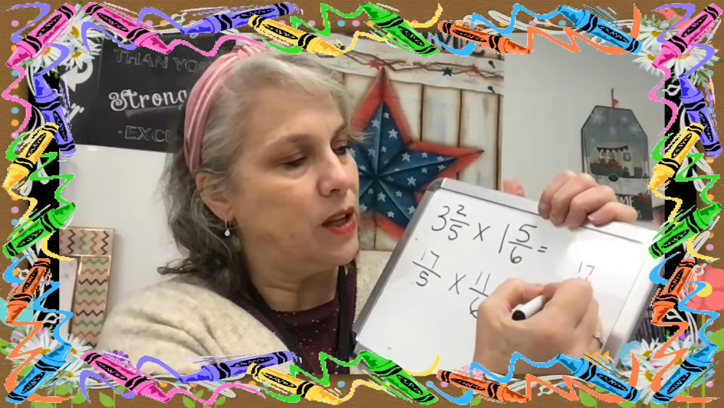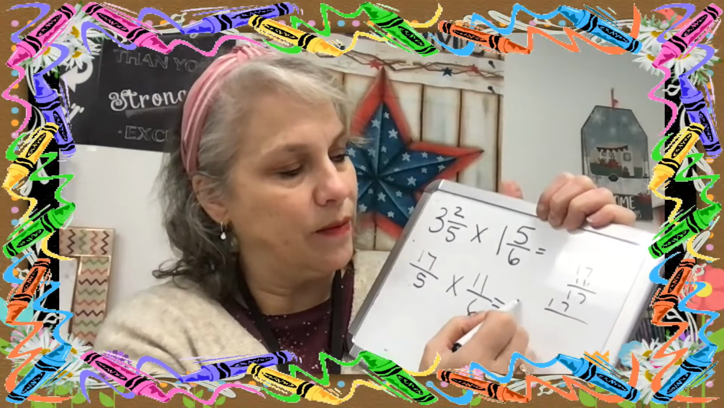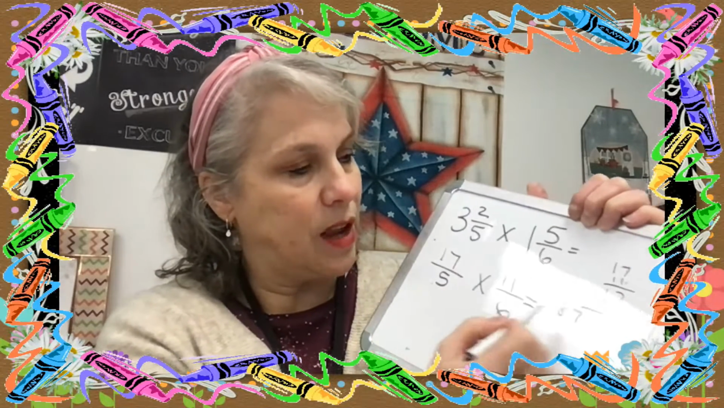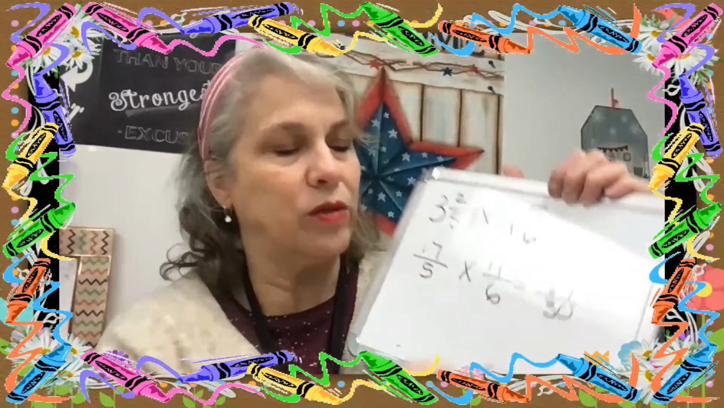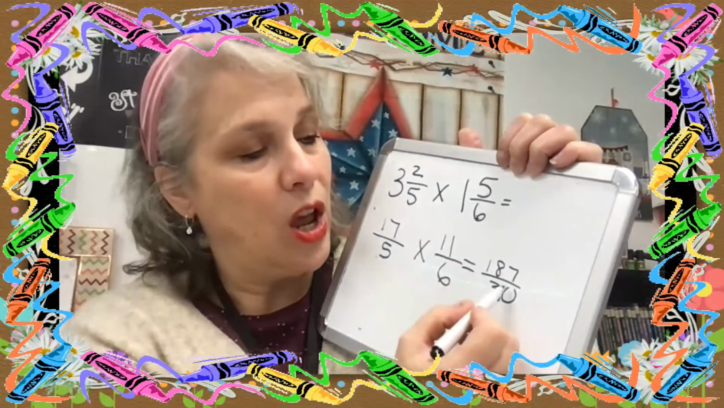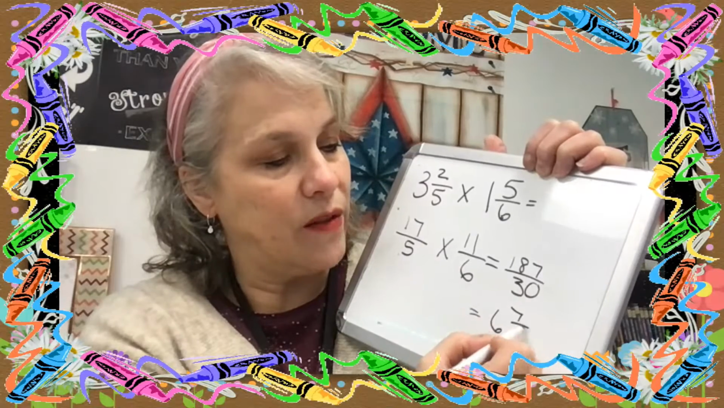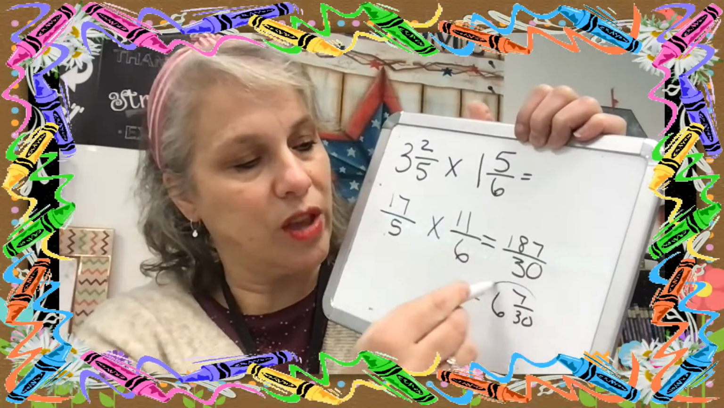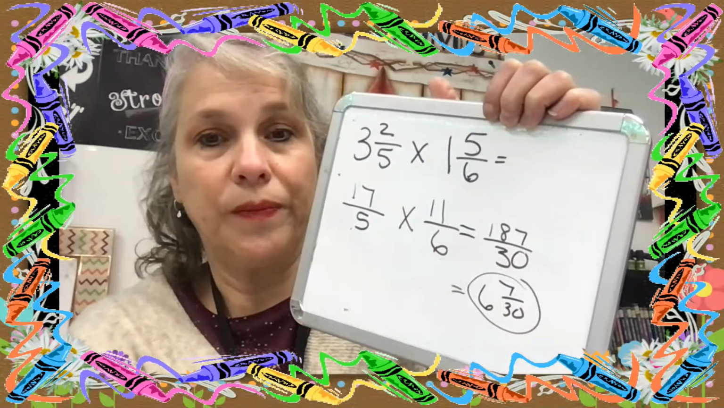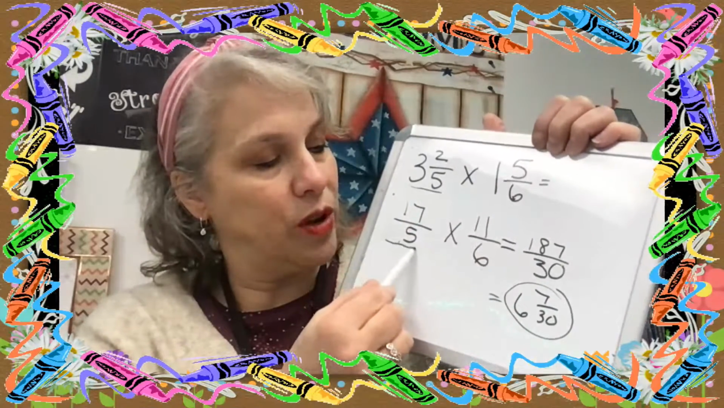So 17 times 11 is 187. And 6 times 5 is 30. So now what we're going to do is we are going to simplify that fraction. We're going to divide 30 into 187, and I get 6 with 7 left over. So that's 6 and 7/30. So that is my final answer. So mixed numbers: change to improper fraction, multiply.